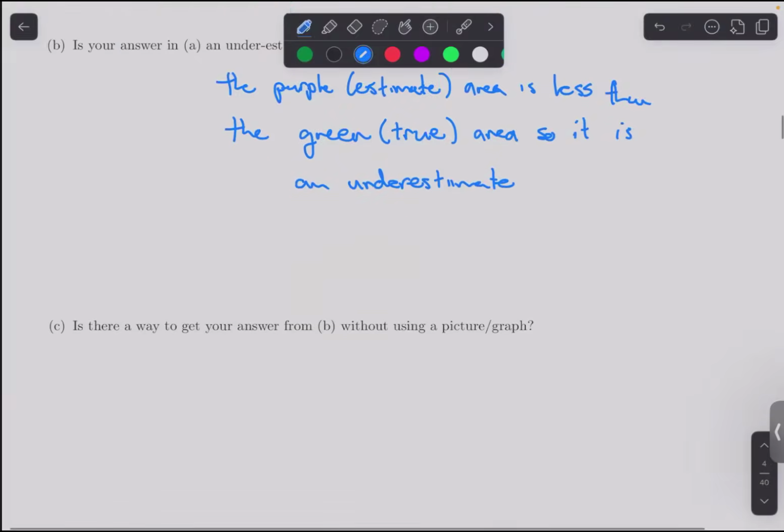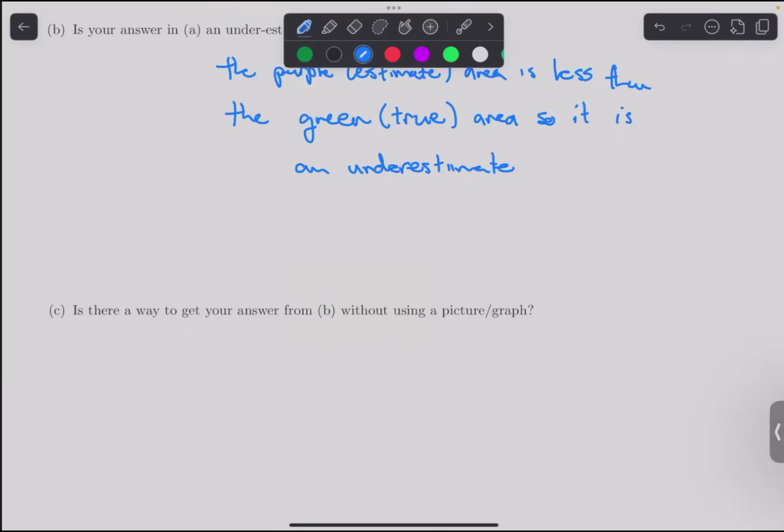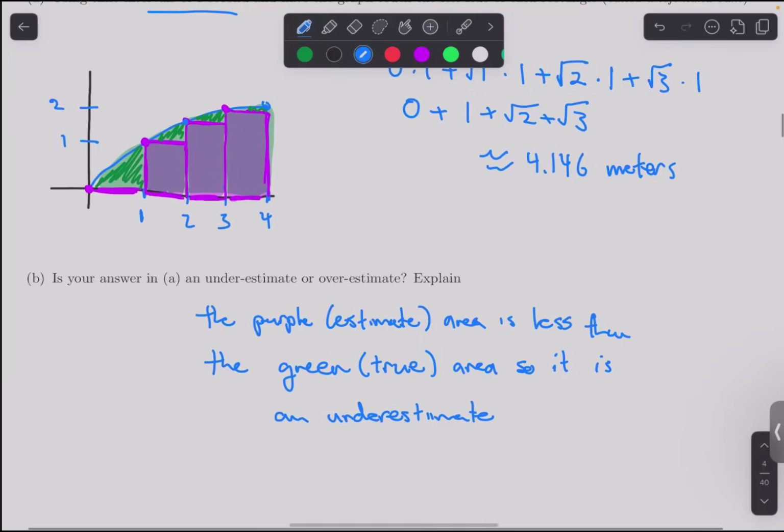And so my final question is: is there a way to get my answer here from B without using a picture or a graph? And the answer is yes. If you want to pause the video and think about it, you certainly can do that, but it does rely on some properties of the graph. All right, so I'm going to go ahead and spoil the surprise. The main thing here is that the square root function is an increasing function.